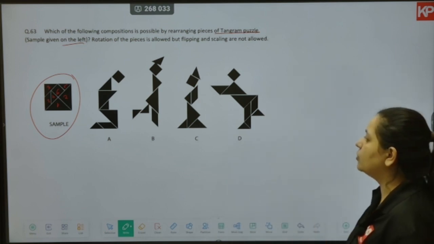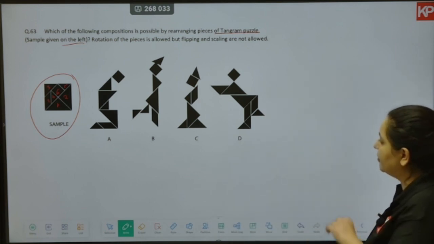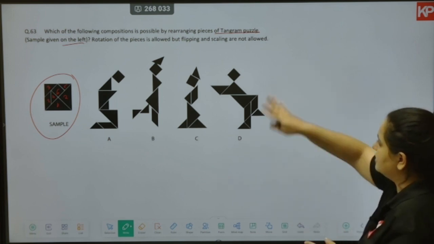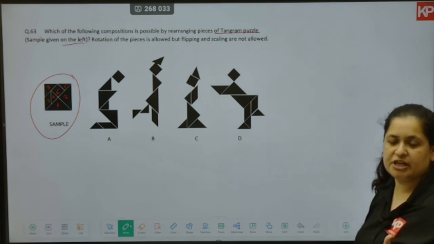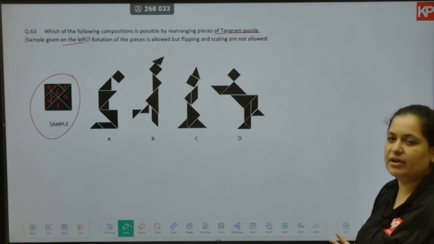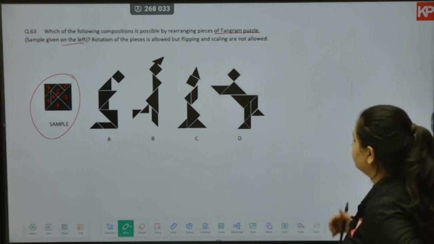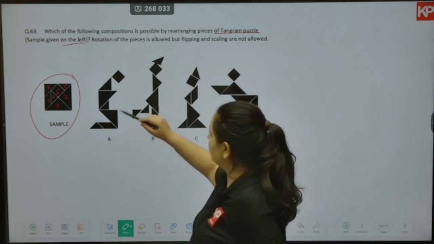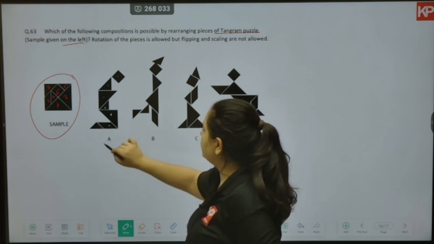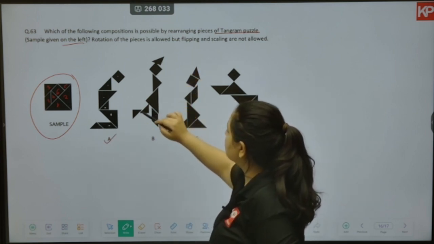But also note that there are 7 shapes that we are getting from this. So before we look into the various shapes that are there in these diagrams, let us first check whether all these diagrams have 7 shapes or not. This will help you in eliminating the wrong answer. Let's start with option number A. 1, 2, 3, 4, 5, 6, 7. Okay. So far it is okay. 1, 2, 3, 4, 5, 6, 7.